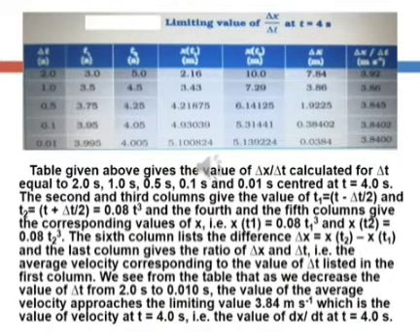The sixth column lists the difference delta x = x(t2) - x(t1), and the last column gives the ratio of delta x and delta t, that is the average velocity corresponding to the value of delta t listed in the first column. We see from the table that as we decrease the value of delta t from 2 seconds to 0.010 second, the value of the average velocity approaches the limiting value, that is 3.84 meters per second, which is the value of velocity at t = 4 seconds, the instantaneous value represented by dx by dt at t = 4 seconds. This is the numerical method to calculate the instantaneous velocity of the moving body.